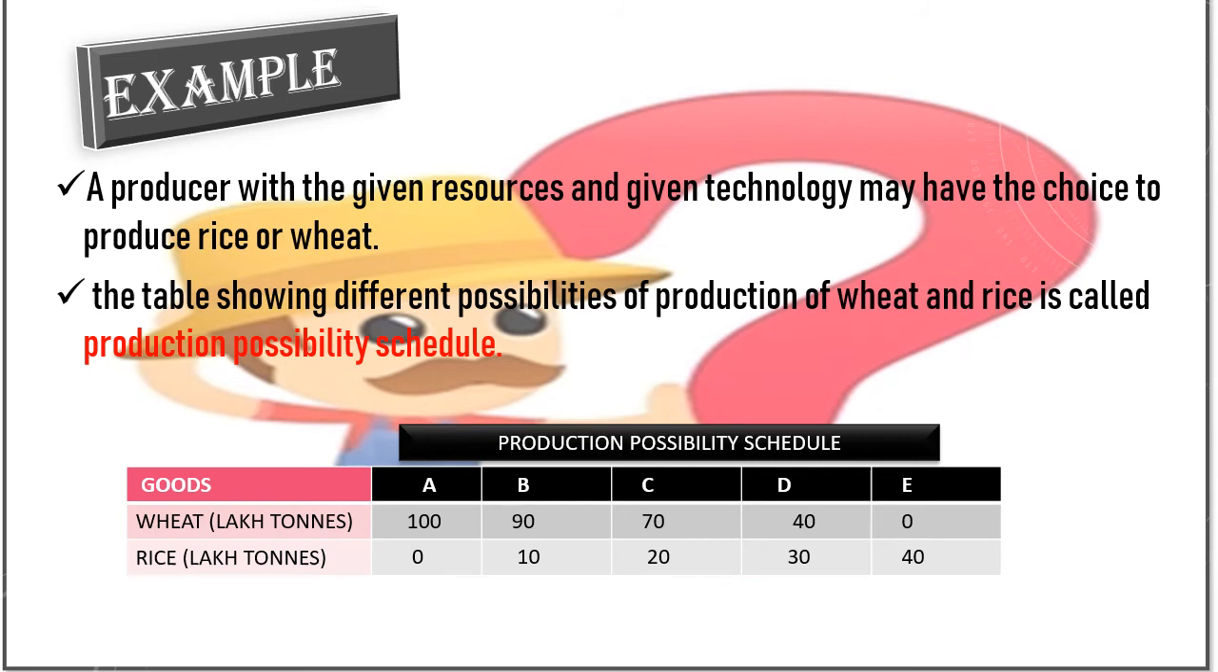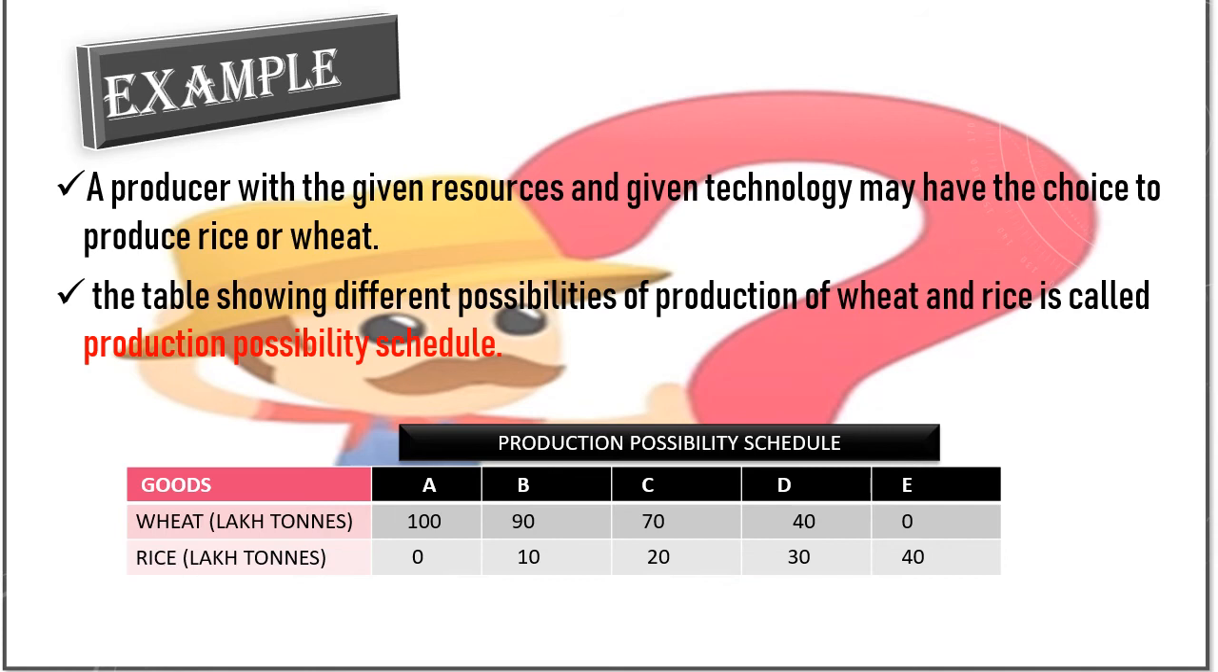Combination B shows that 90 lakh tons of wheat and 10 lakh tons of rice can be produced with the given resources and technology. Likewise, combination C shows that 70 lakh tons of wheat and 20 lakh tons of rice can be produced with the given resources and technology. And combination D shows that 40 lakh tons of wheat and 30 lakh tons of rice can be produced with the given resources and technology.